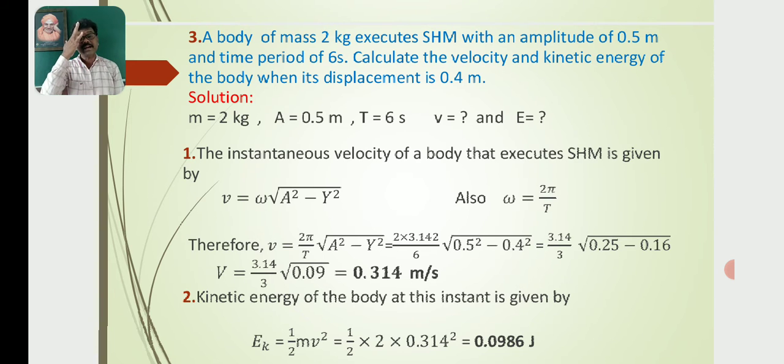Then the second one, the kinetic energy of the body at this instant is given by Ek, which is equal to half m v square, which is equal to half into 2 into 0.314 square, which is equal to 0.0986 joules. So that is the energy possessed by a body of mass 2 kg executing simple harmonic motion.